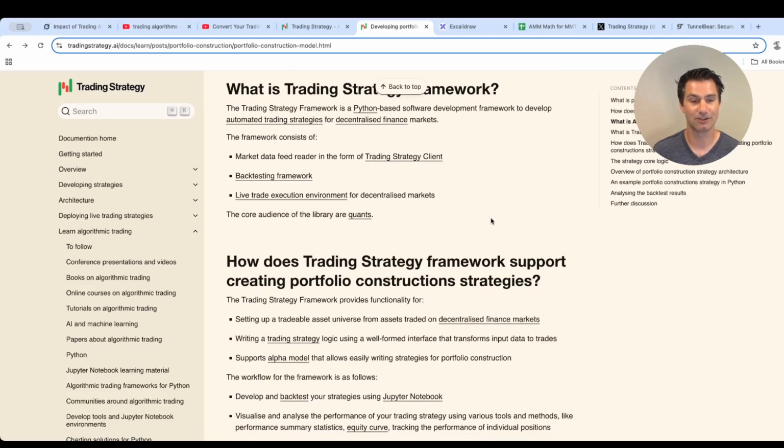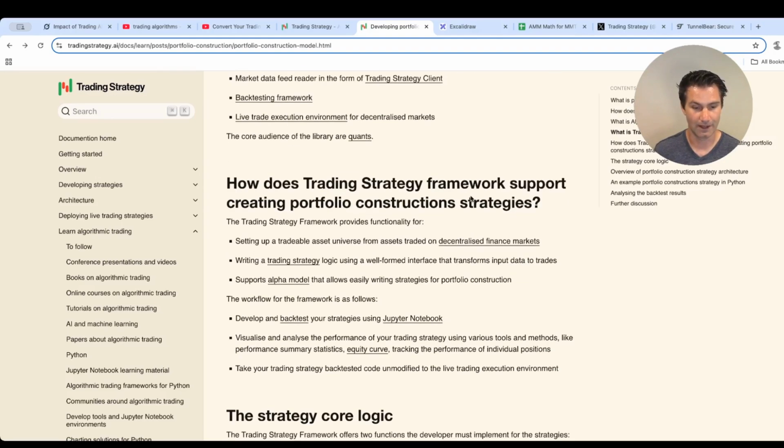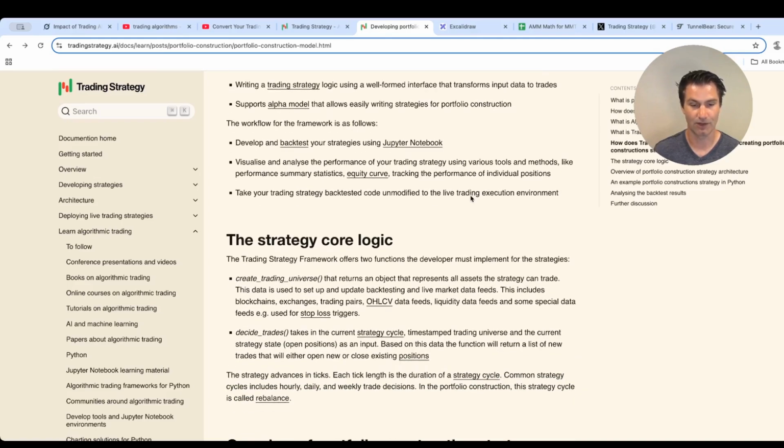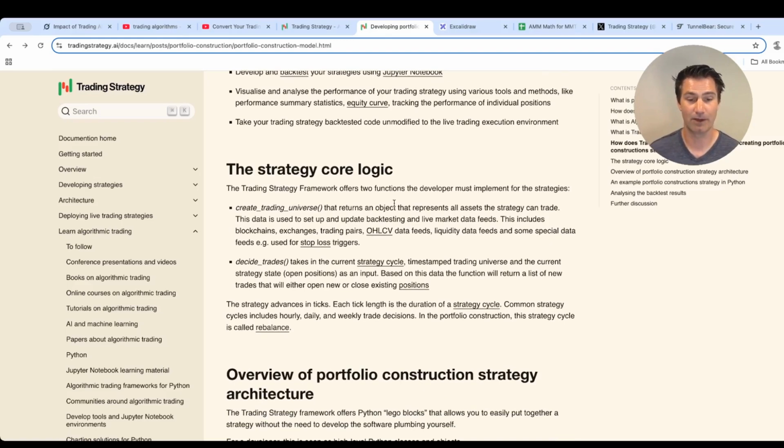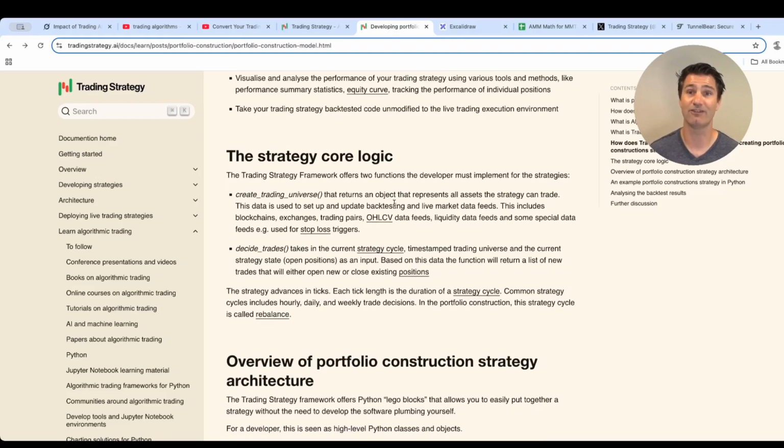And this is interesting because what I discovered is the strategy core logic section here. And this is great because it says the trading strategy framework offers two functions the developer must implement. Okay, so that's your interface. Okay, and you have create trading universe. It returns an object that represents all assets the strategy can trade. Great. So you can really focus in on a few assets that you want to include in your trading universe.